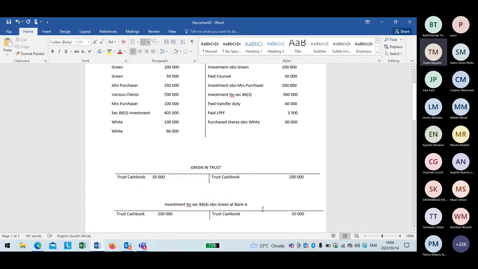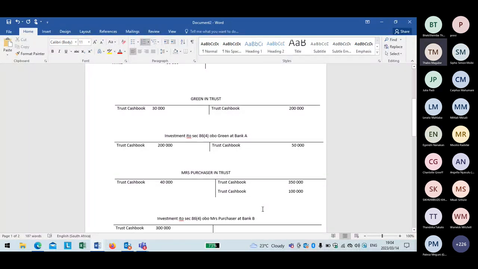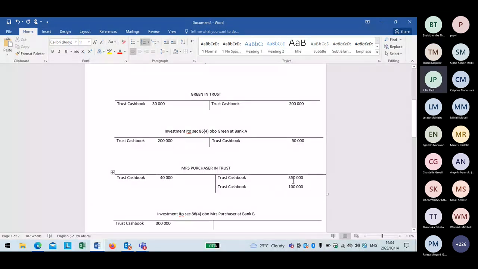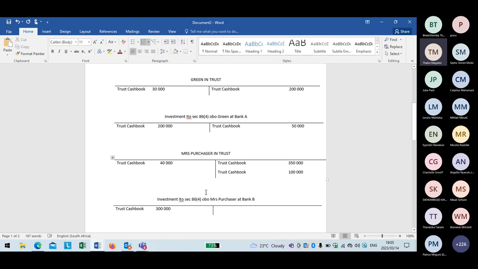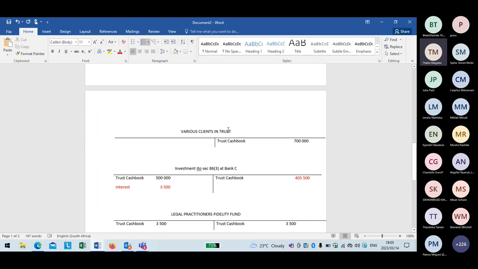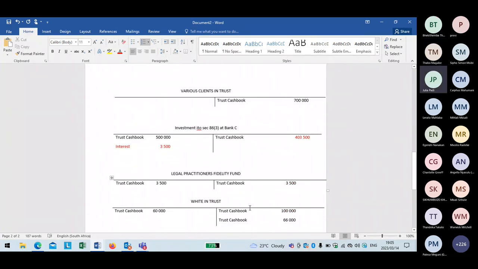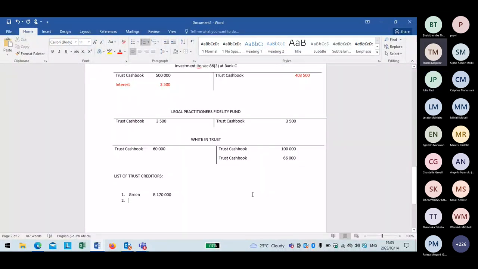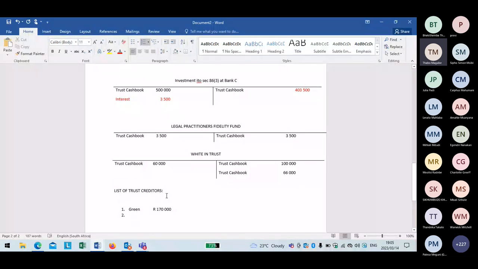Who else do you have as a client? Mrs. Purchaser. How much does this client have? The credit side has 350 and 100,000. So it's 450 minus 40,000. Then you write, Mrs. Purchaser has X amount. This is the list. And then you go to various lines. How much? 700,000. And then you go to white in trust. The same thing. 166 minus 60. How much? 106,000. This is the total that they know themselves to be having in your trust account.